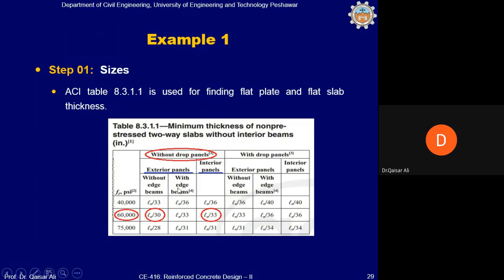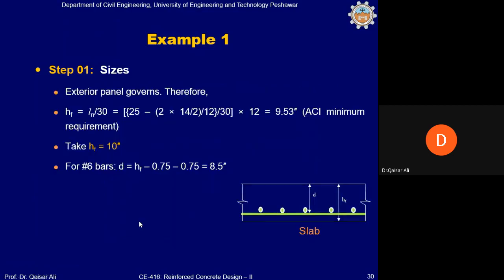For the exterior panel without edge beams and corresponding to grade 60 steel, the relevant equation is ln by 30, and for the interior panel it is ln by 33. ln by 30 will give us more thickness, so we will use this equation in our calculations. ln by 30. ln is the clear length.